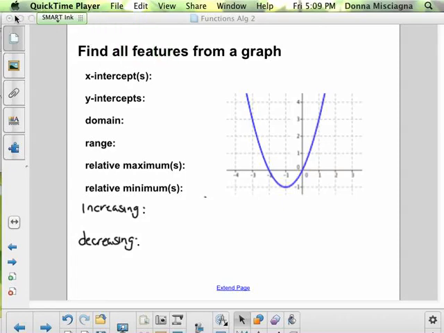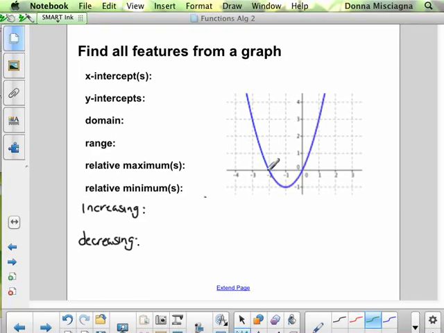All right, so we're going to find all the features, and I added two, so add these two to your notes. We're also going to find where it's increasing and decreasing. The first thing we're going to do is find the x-intercepts. That was the first thing we learned about in terms of finding features of our graphs. The x-intercepts are where the graph crosses the x-axis. So we have two x-intercepts, one at -2, 0, and one at 0, 0. So let's go ahead and write that.